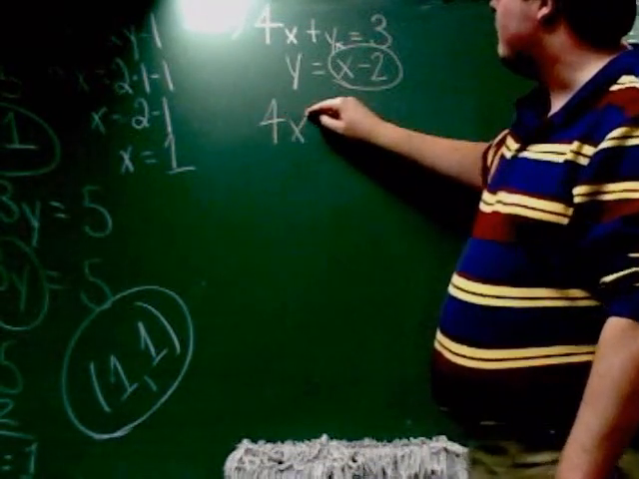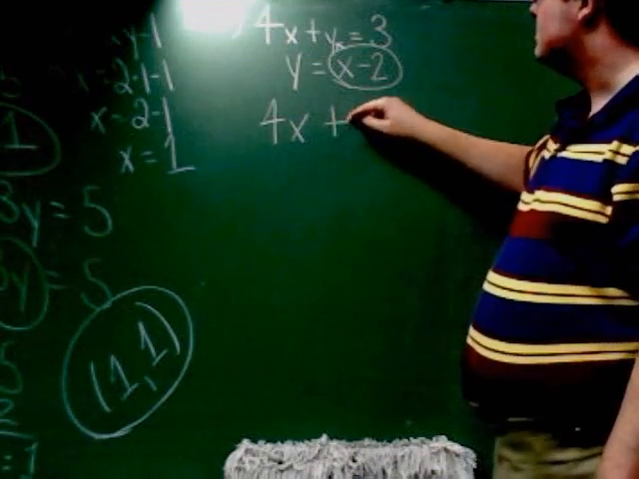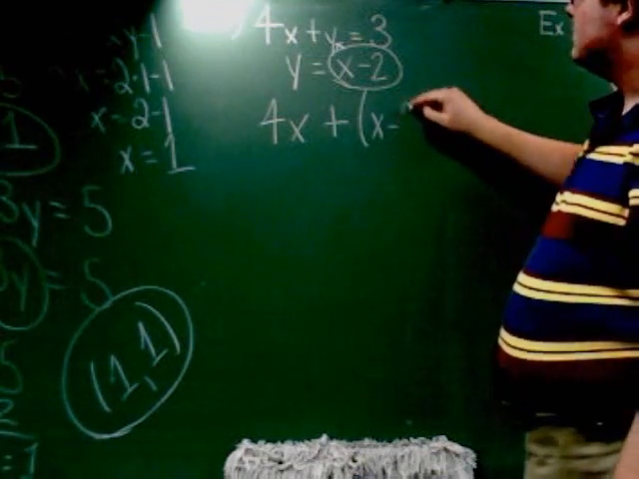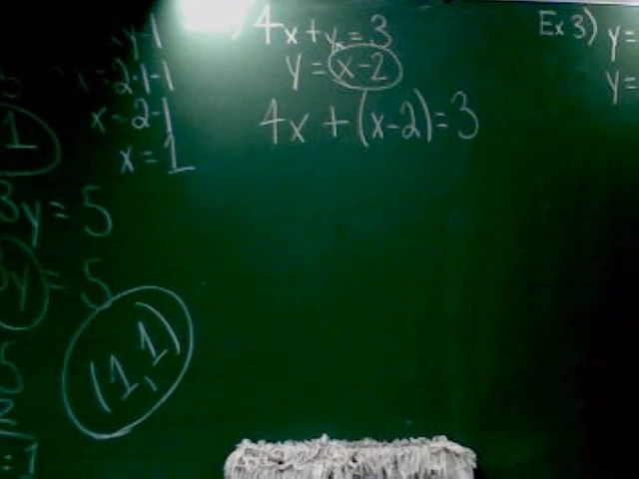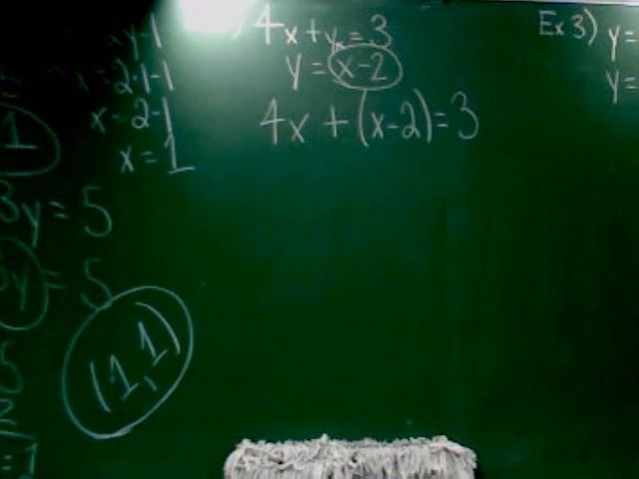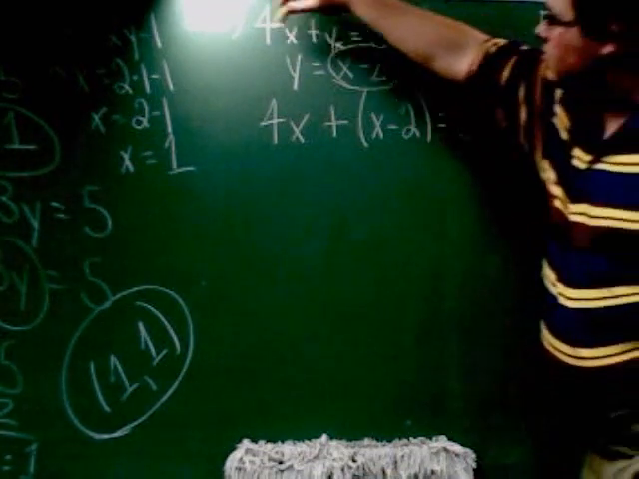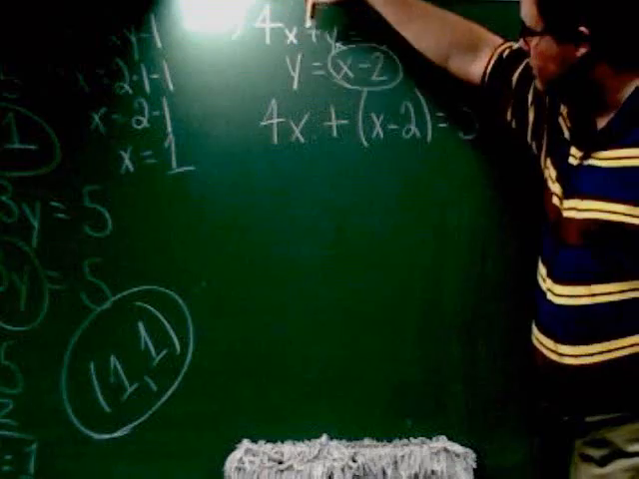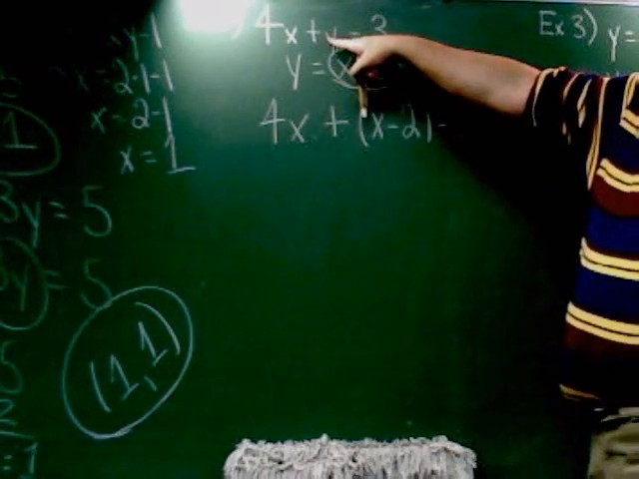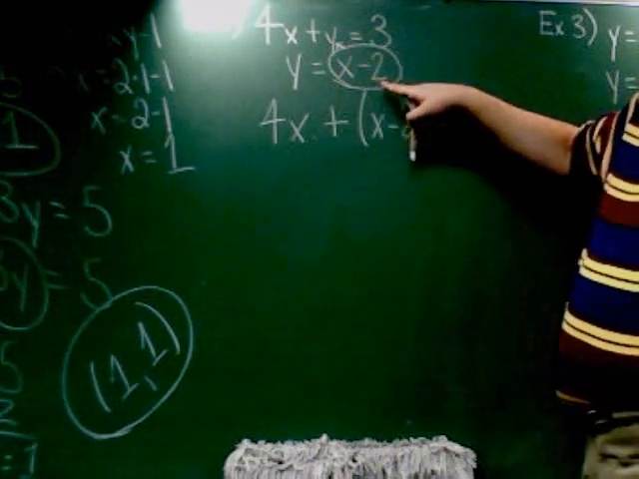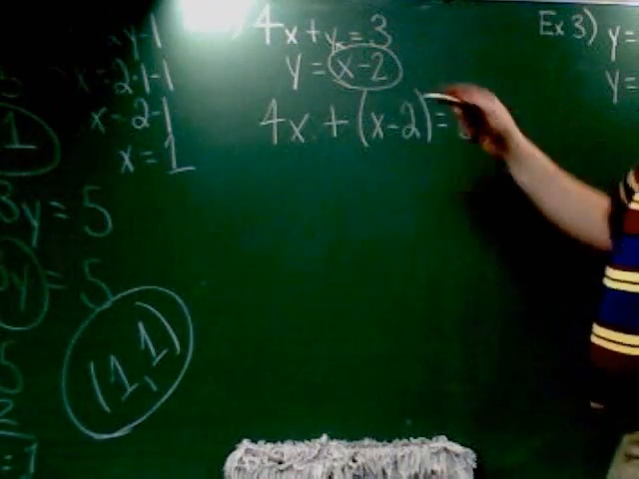So still got 4x plus x minus 2 equals 3. Notice, I only changed that one thing again in the top equation. Still got 4x, still got plus, still got equals 3. The only thing I changed here was the y. Y became x minus 2.